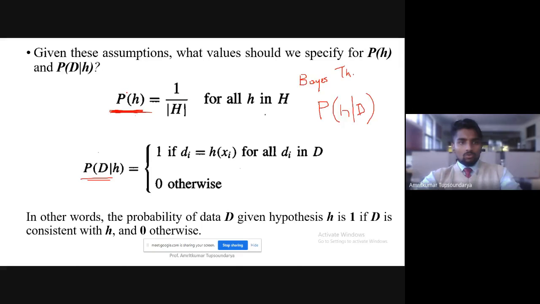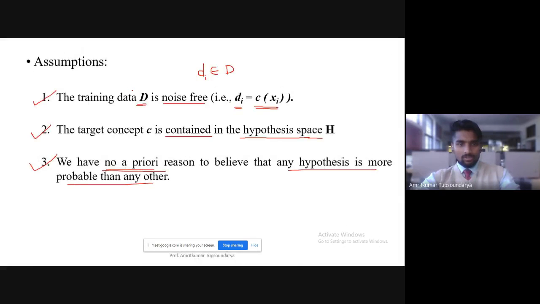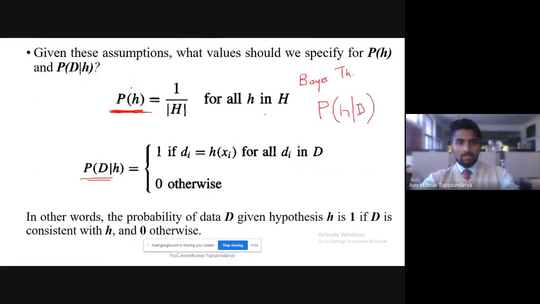Anyway, under these given assumptions it becomes a little difficult to define or specify these two notations, that is P of H and P of D given H, right? So P of H is defined as the ratio of 1 to the absolute value of the hypothesis space H itself, for all the hypotheses in the set H. So that's how we are going to use the value of P of H.